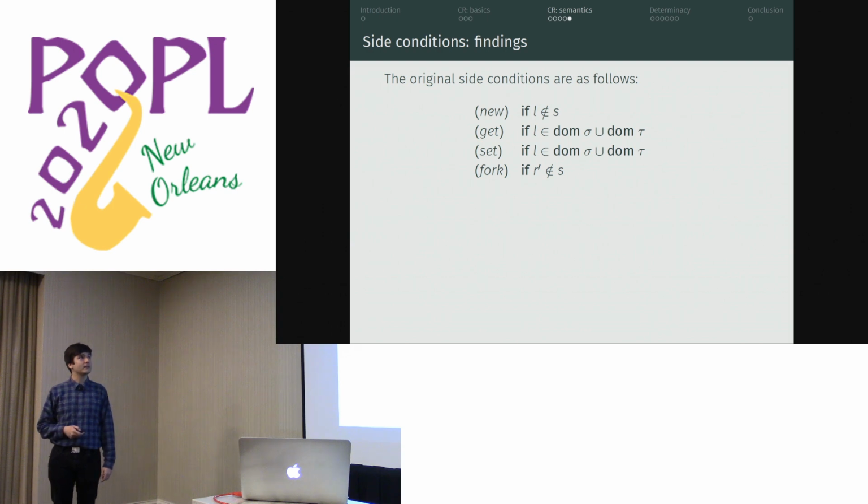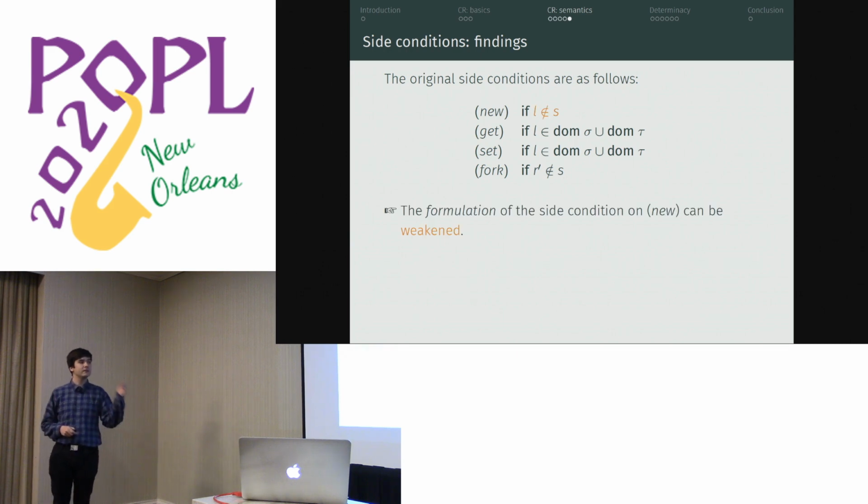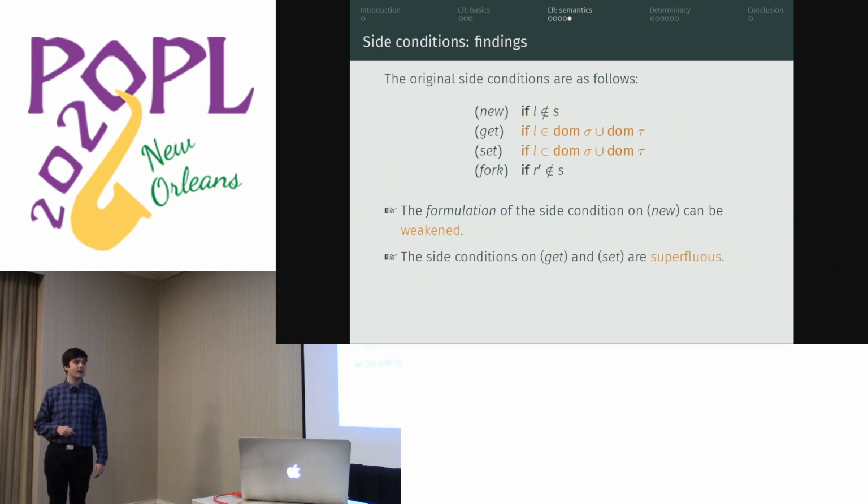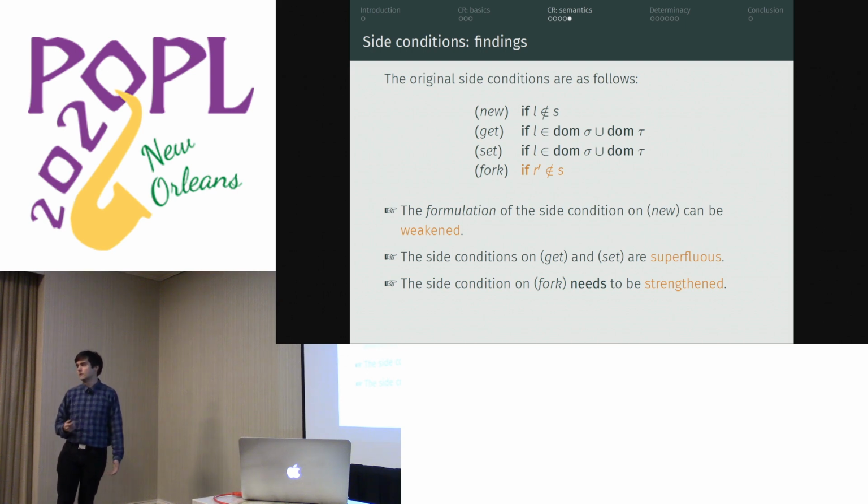So to summarize the original side conditions, these are the informal formulations in the original paper, we have the following situation. The formulation of the side condition in new can be weakened, as we just saw. Get and set, these are side conditions for reading and writing a location, but by the fact that you're reading or writing it, you know it's allocated because of my invariant, so you can get rid of this side condition. And most importantly, this side condition of fork needs to be strengthened. So this was the preliminary examination I did of the specification. And then I moved on to determinacy.